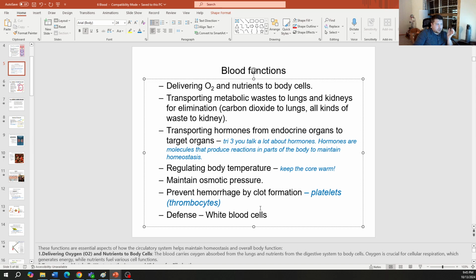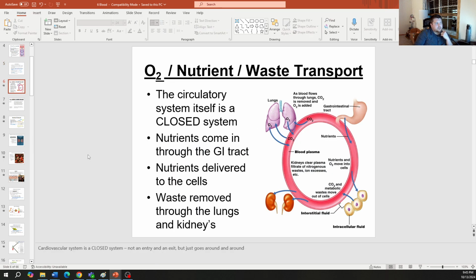We're not messing up on the terminology. Like, we know the information, but the vocabulary is getting us stuck or getting us the questions wrong. Okay, and then finally, immune system, the defense, are those white blood cells. So lots and lots of function.